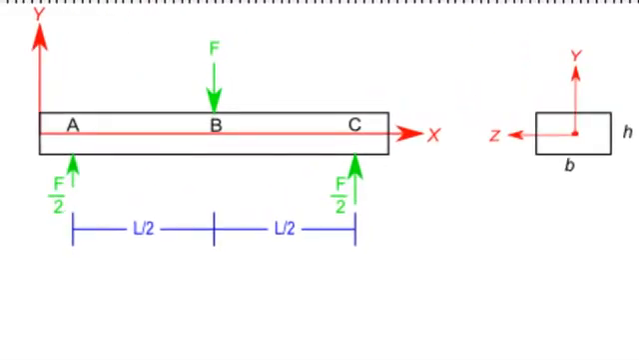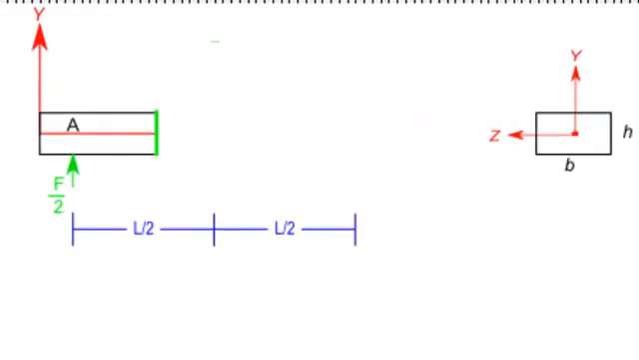In region AB, I will place an imaginary cut a distance x from point A. On the face of this cut, a moment and a shear force will be required to ensure that the beam remains in static equilibrium. Note that I have drawn the shear force and the moment in the positive direction according to the sign convention discussed in a previous video.